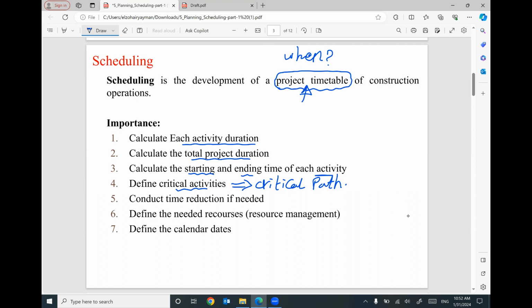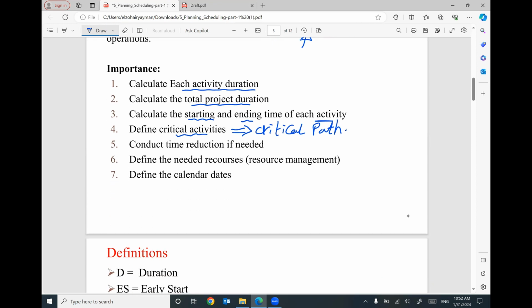We can define the needed resources: when we need to order concrete, when we need to order bricks, when we need to rent equipment, the timetable for the activities. We need to define the calendar dates for the project. So we need to answer the question when. This is the meaning of scheduling.